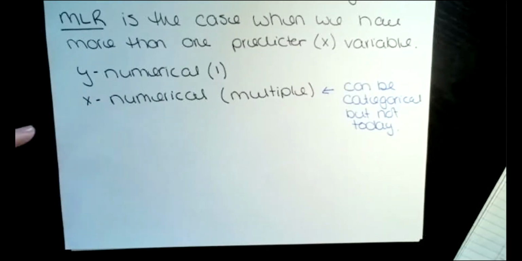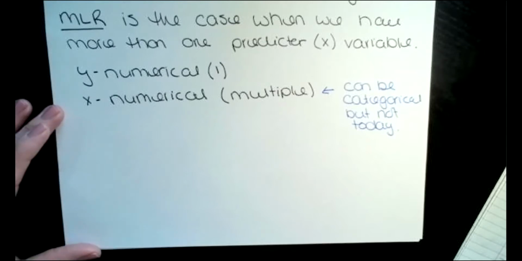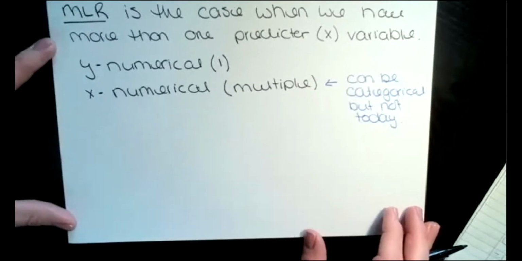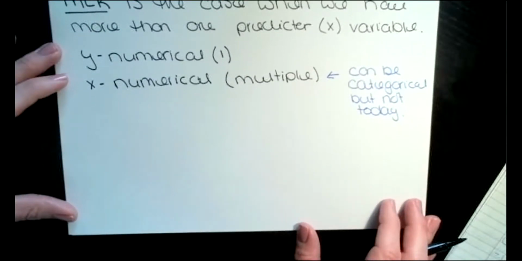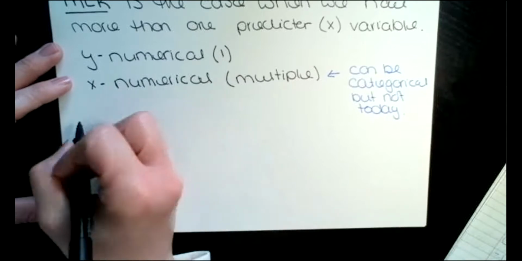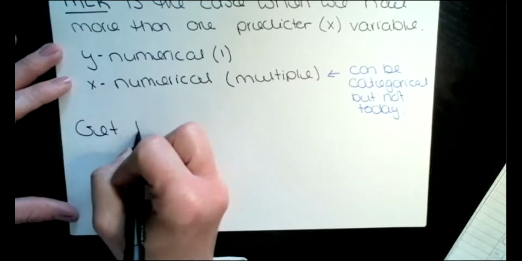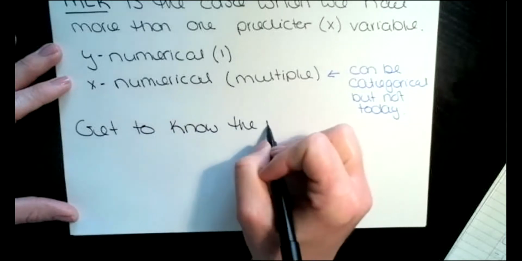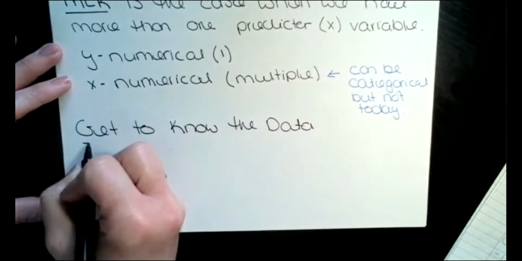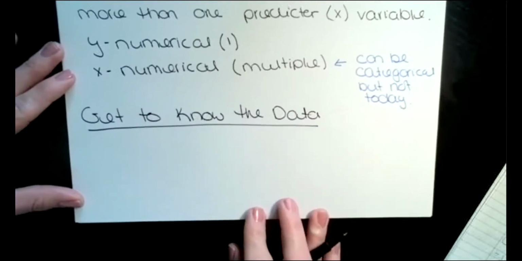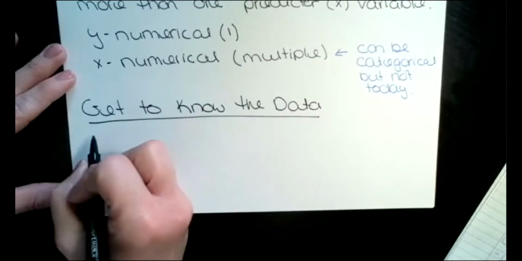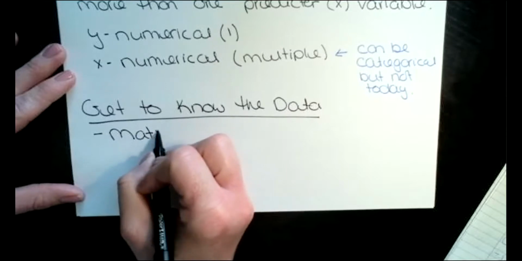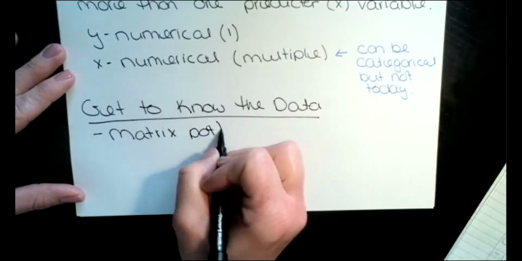numerical. Okay. So as you know, we'd like to get to know the data by looking at some graphs and maybe some values and just kind of get an idea of what's going on with our data before we actually test for any significance. So when we get to know our data, we could do a few things, and very similar to last week, where we can create a scatter plot, but we're going to actually call it the matrix plot. And the reason for that is because it's a matrix of scatter plots.